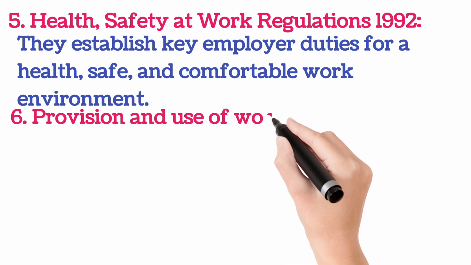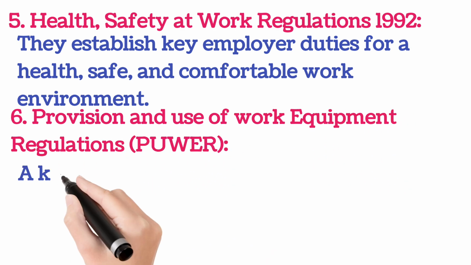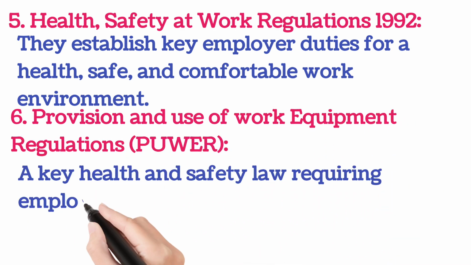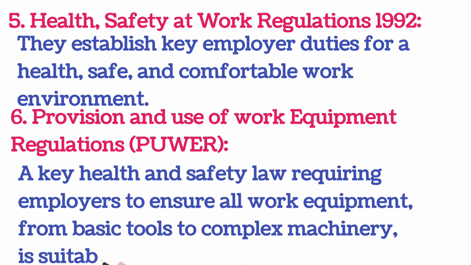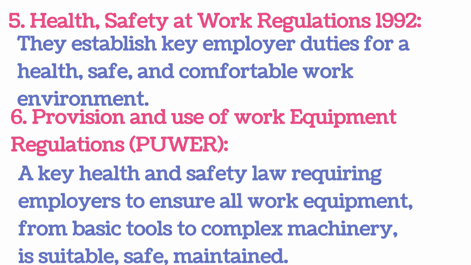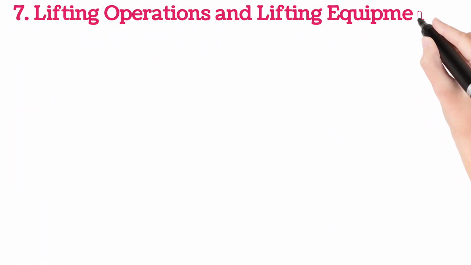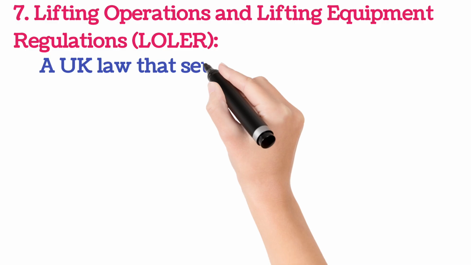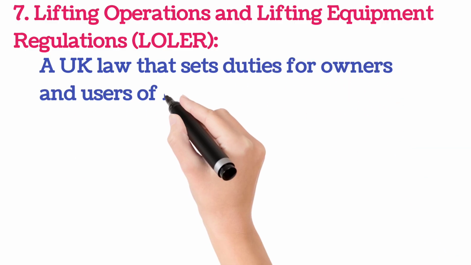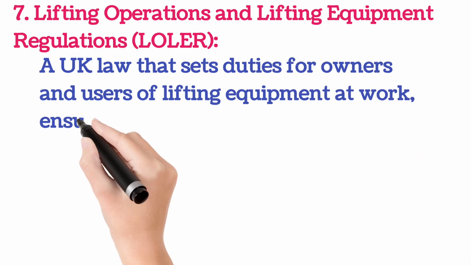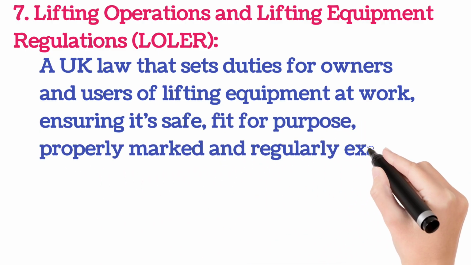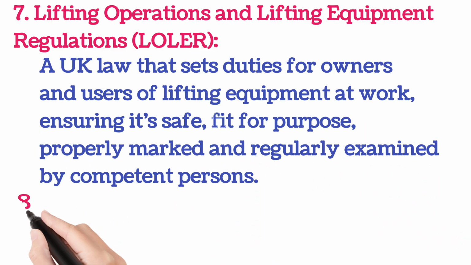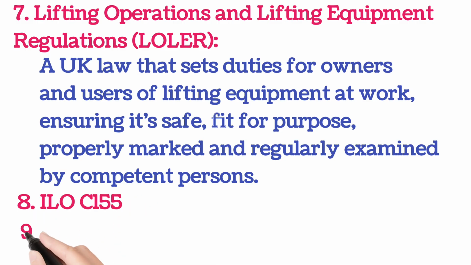Provision and Use of Work Equipment Regulations, PUWER. A key health and safety law requiring employers to ensure all work equipment, from basic tools to complex machinery, is suitable, safe, and maintained. Lifting Operations and Lifting Equipment Regulations, LOLER. A UK law that sets duties for owners and users of lifting equipment at work, ensuring it is safe, fit for purpose, properly marked, and regularly examined by competent persons. ILO C-155. ILO R-164.